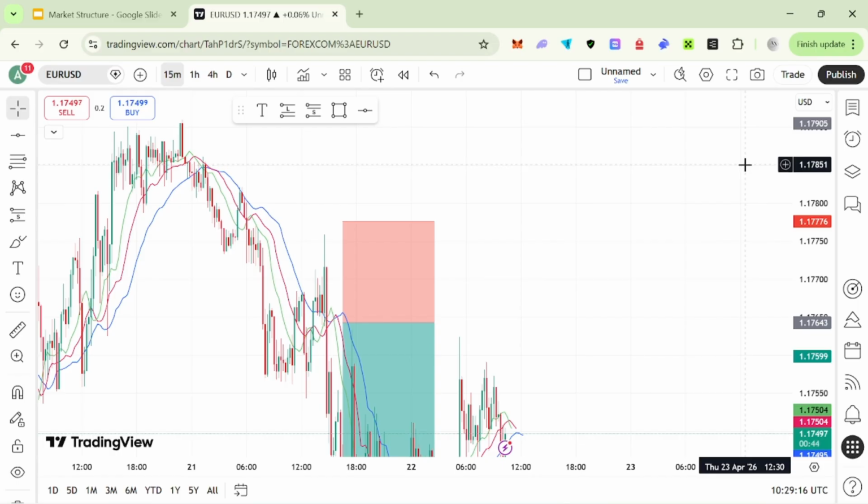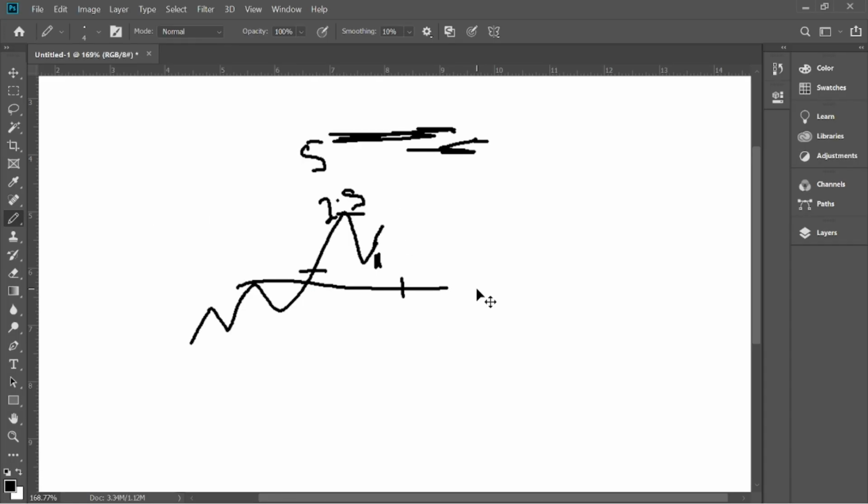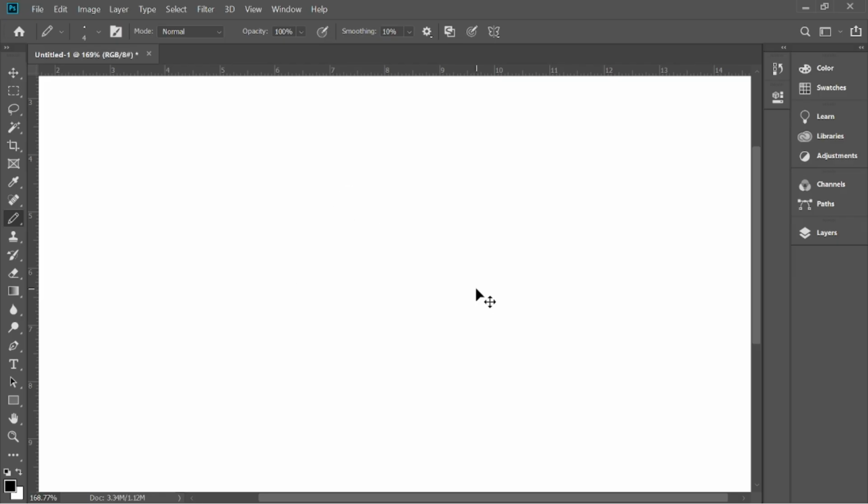Now, okay, let me illustrate something again. Now let's say you have a $10,000 account, and you decide to risk 1% per trade. That's $100. If your stop loss is 20 pips, then your lot size needs to be set so that when price hits your stop loss, you only lose $100.